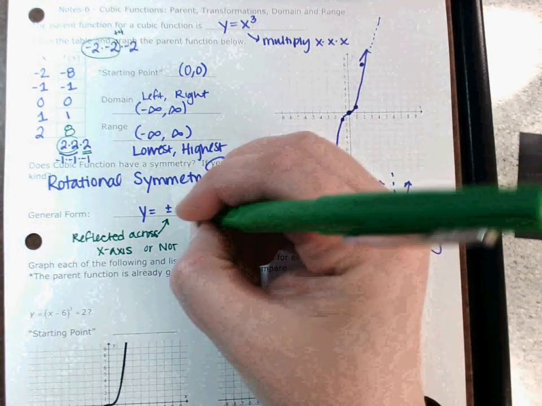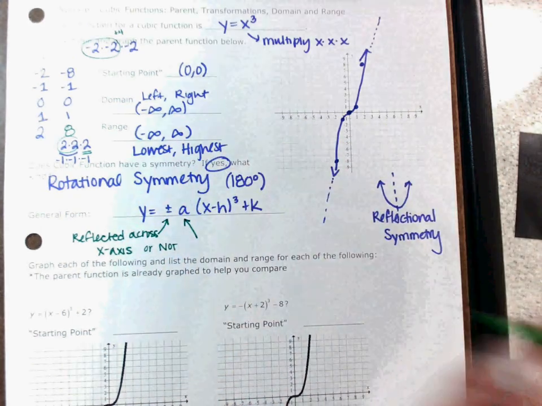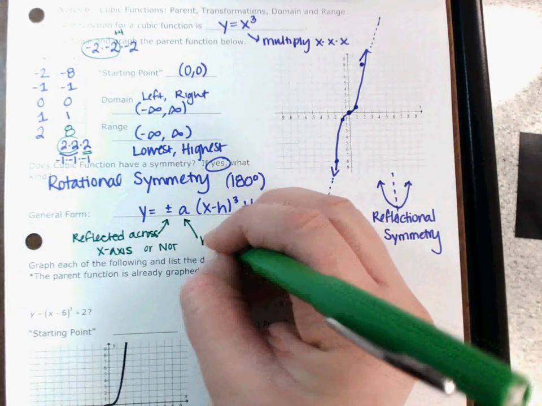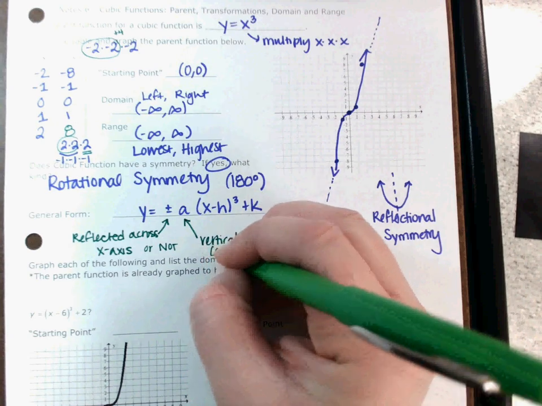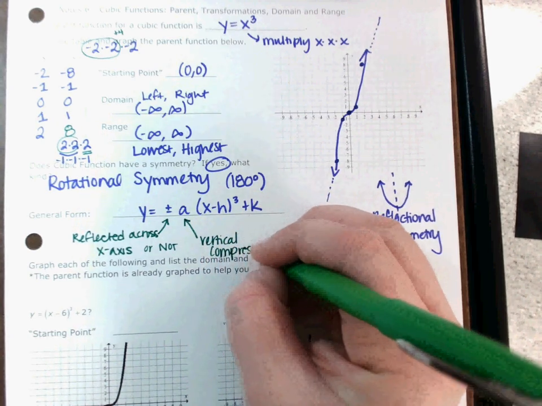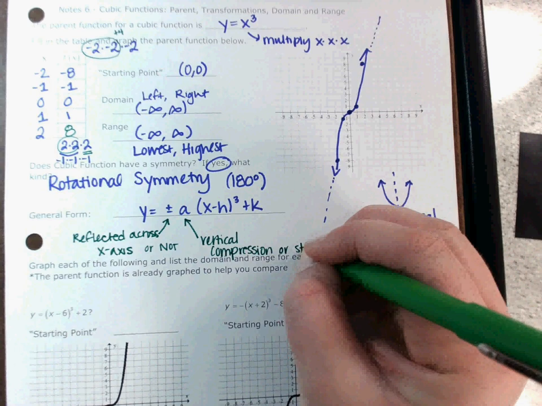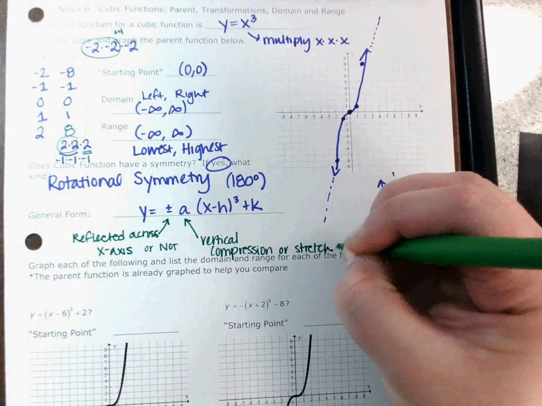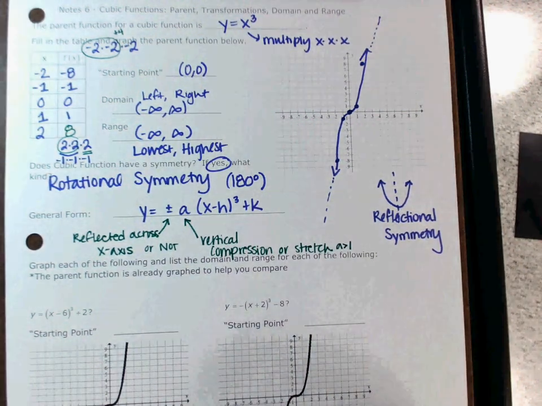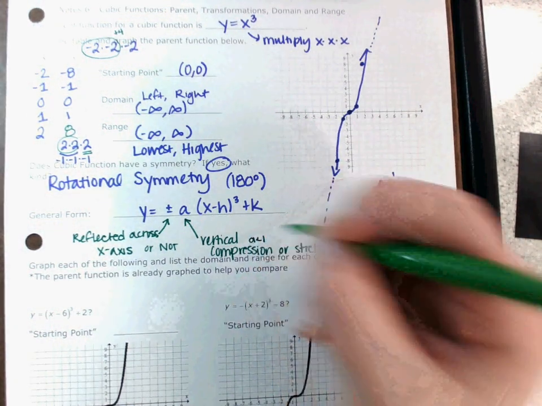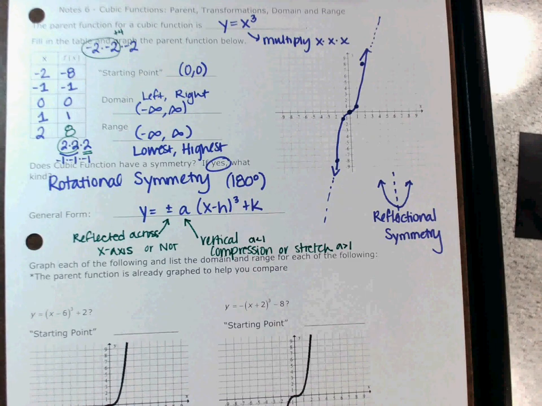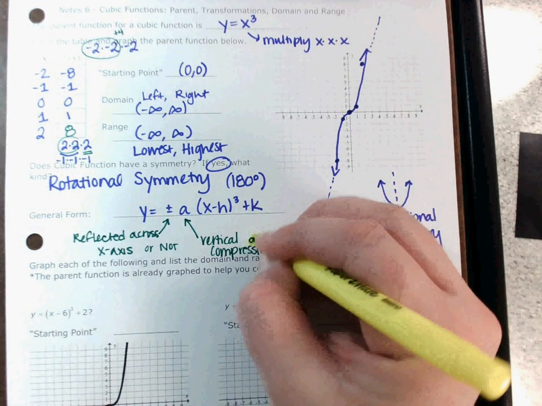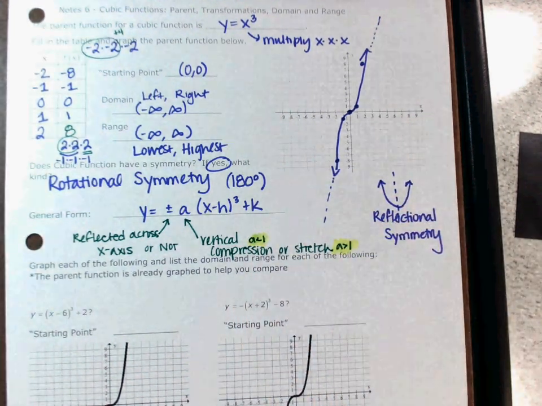Okay, second number is your number in the A spot. That's going to tell you if you have a vertical compression or stretch. And then remember that for the compression or the stretch, the cutoff is 1. So if it's bigger than 1, that's a stretch. And if it's less than 1, that's a compression. Okay. So a compression is when it's less than 1. A stretch is when it's greater than 1.